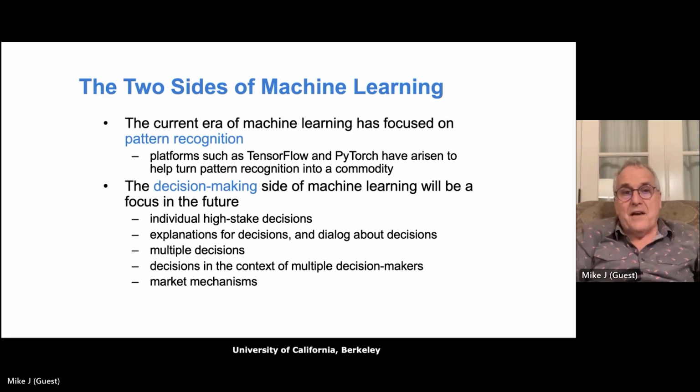So the decision-making side has been less focused on, but of course it's present throughout the history. And I think it's becoming more important now. I think it's where many of the interesting research problems are right now. And it has to do with not simply detecting something in an image, but high-stake decisions, life and death decisions. It has to do with understanding the decisions and making multiple decisions in the context of other people. So that's what I'm mostly going to focus on.